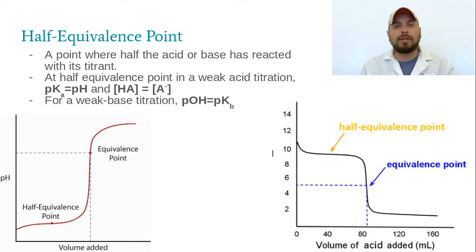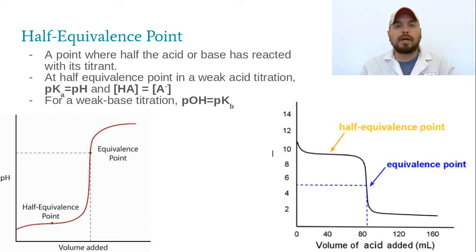So halfway to the equivalence point is very important, because if the H plus concentration and the Ka are equal, then the pH is equal to the pKa. And so this point in particular is critical when we're looking at weak acids and weak bases, because it is the central point of what we call our buffer zone. And we're going to talk a little bit more about buffers later.